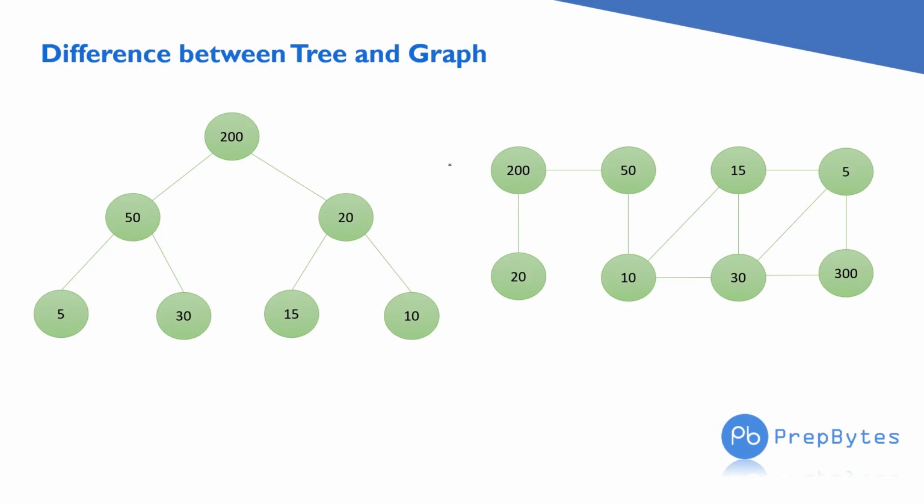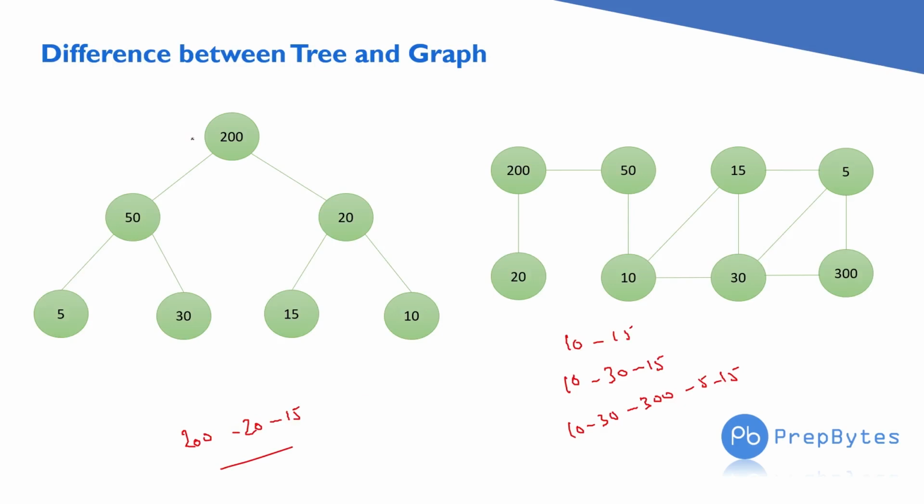Now let's revise what we have just done. There is only one edge between any two nodes in a tree. But in graph, there can be more than one path. For example, 10 to 15 can be reached by 10, 30, 15 also. If I want to reach 10 to 15, there is a path of 10 to 15. There is also a path 10, 30, 15. There is also a path 10, 30, 300, 5, 15. Correct? So in trees, if you want to reach 15, we can only reach by 200, 20 and 15. There is only one path, but here there are multiple paths.